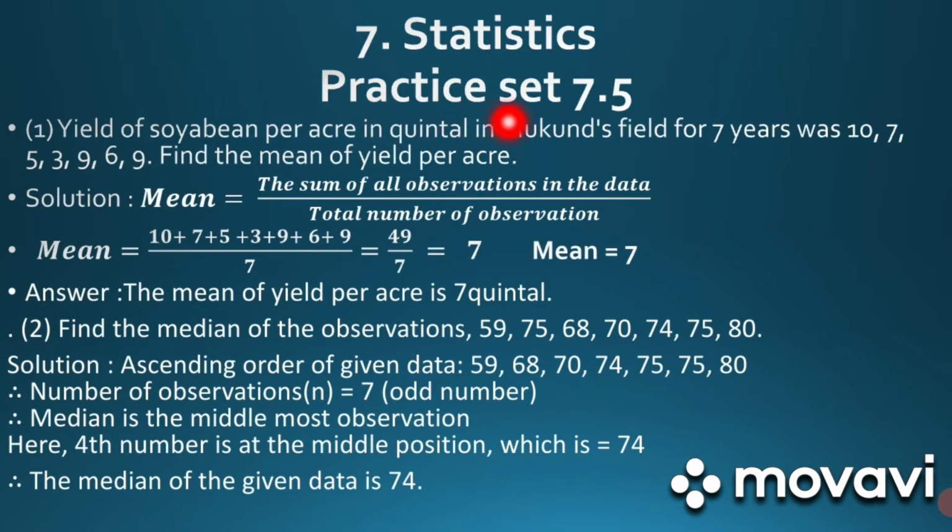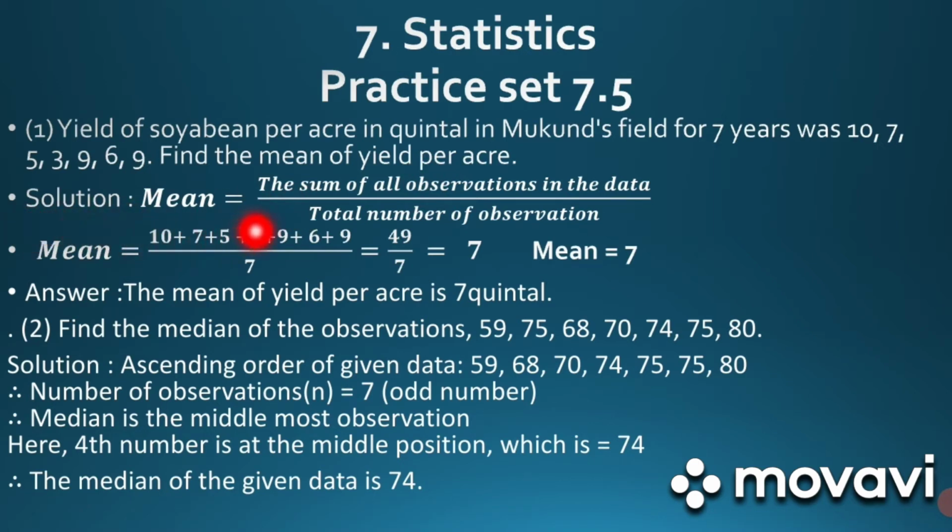Let us solve practice set 7.5. Question 1. Yield of soya bean per acre in quintal in Mukund's field for 7 years was 10, 7, 5, 3, 9, 6, 9. Find the mean of yield per acre.